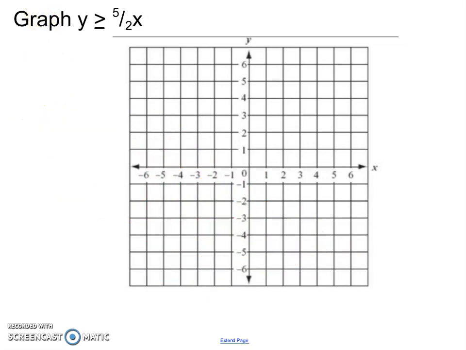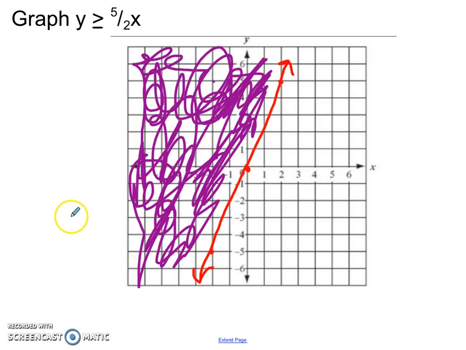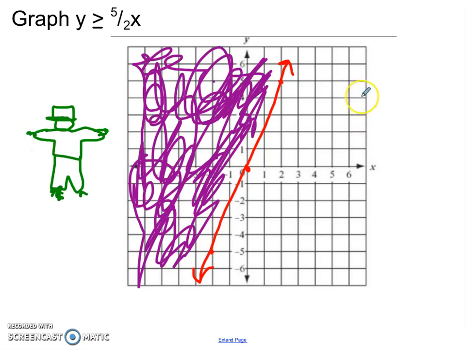This one on your own. Graph y is greater than or equal to 5/2 x. Take your time, pause your video, and resume when you think you have the answer. Does your graph look like this? If it does, draw yourself a scarecrow. Doesn't have to be a great one by any means. Got the little hay coming out the bottom. If you didn't get it correct, give yourself an X, go back and see if you can figure it out, and put a circle around it once you have your answer.